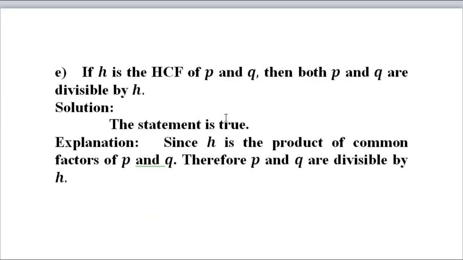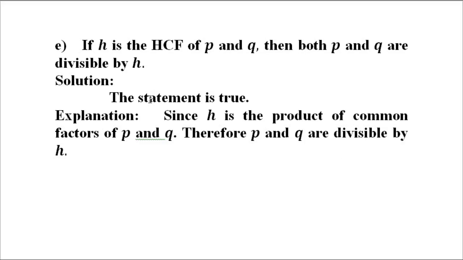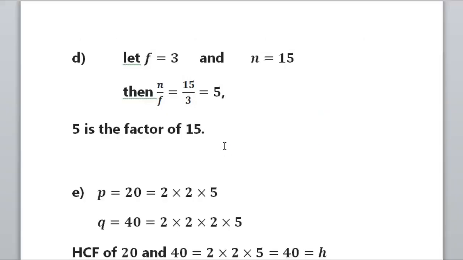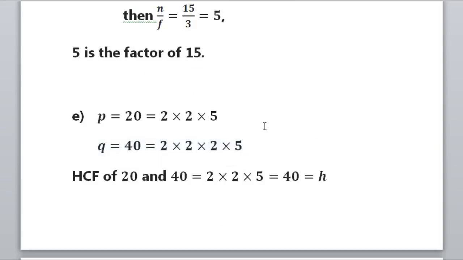Fifth part. If h is the highest common factor, HCF, of p and q, then both p and q are divisible by h. This statement is true. Since h is the product of common factors of p and q, therefore p and q are divisible by h. This statement refers to the definition of HCF, which states that the HCF of two or more numbers is the largest factor that is common to all the numbers.